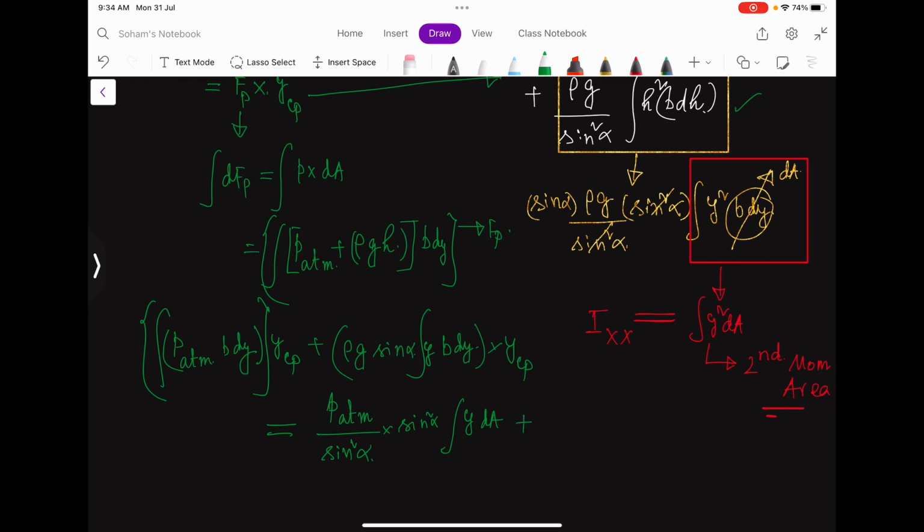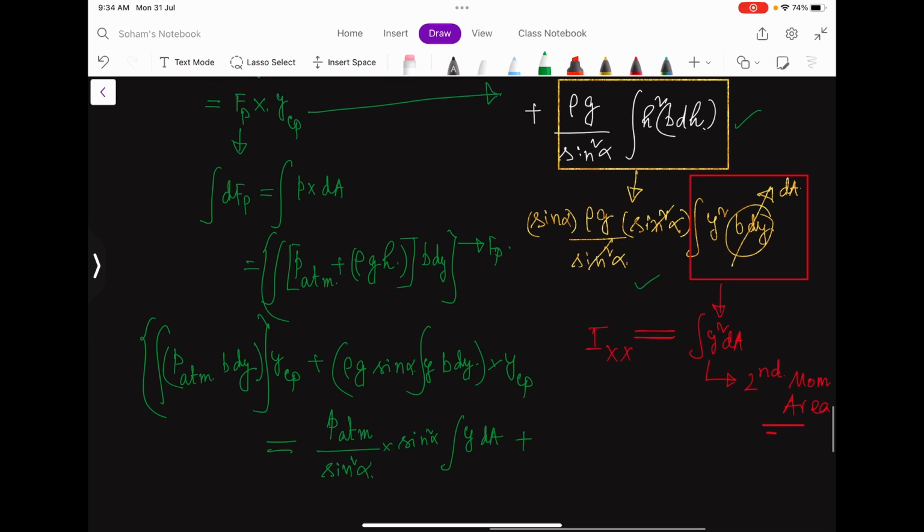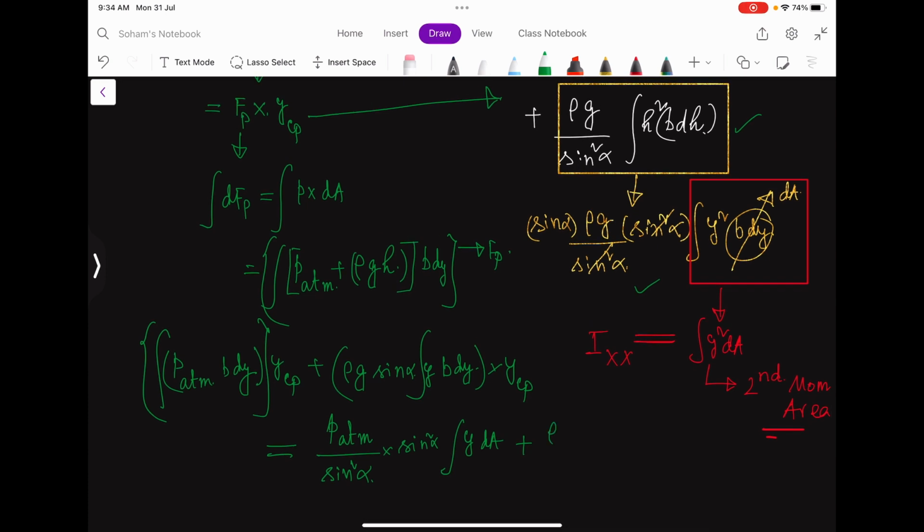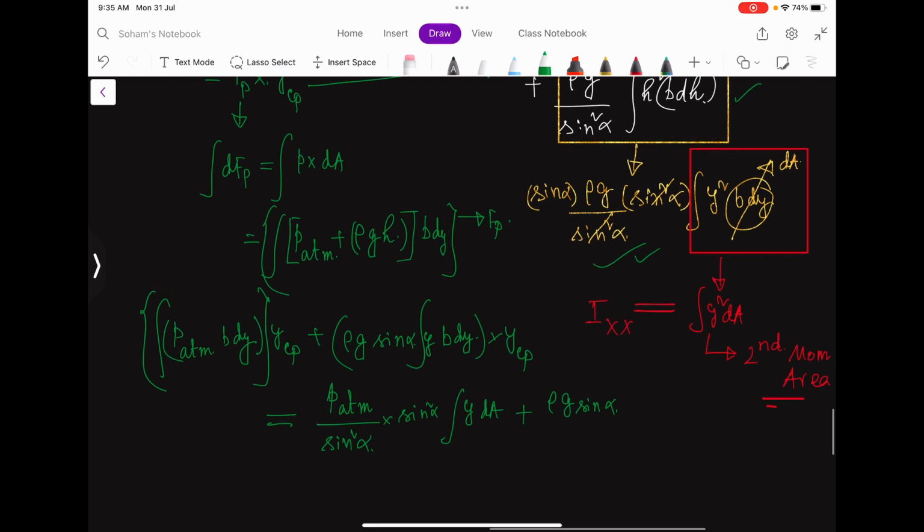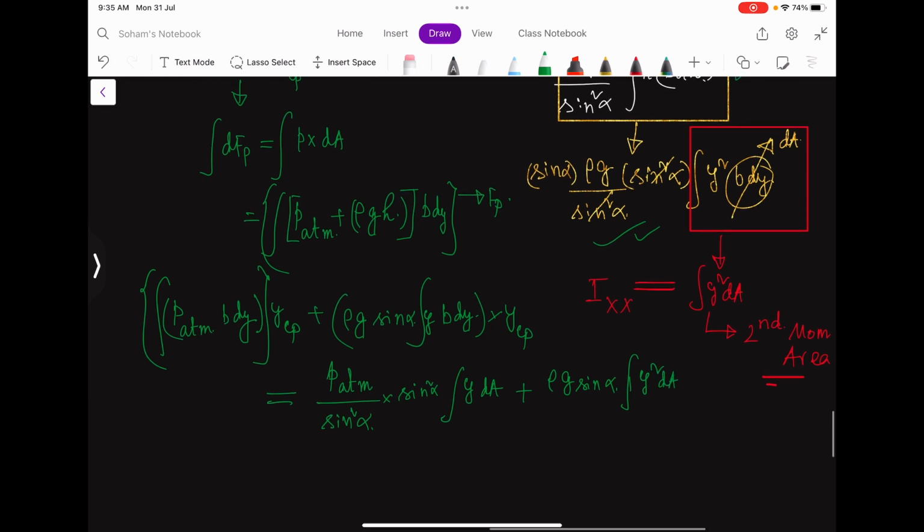And plus this term, which I have got to be rho g into sine alpha because of all these calculations, rho g into sine alpha into, let me write it as y squared dA only, along the area.